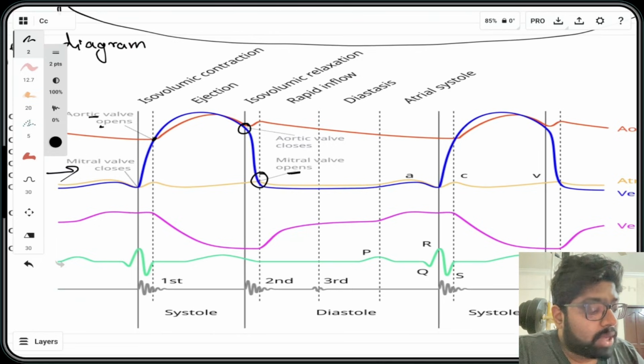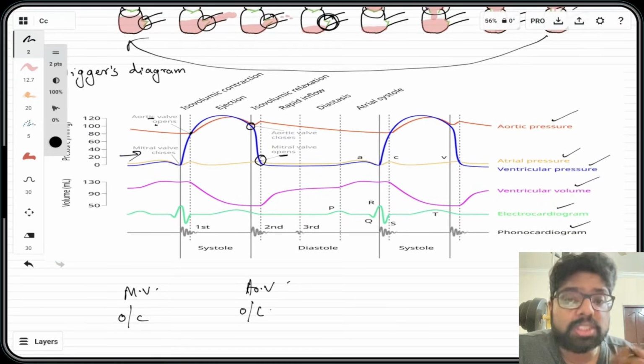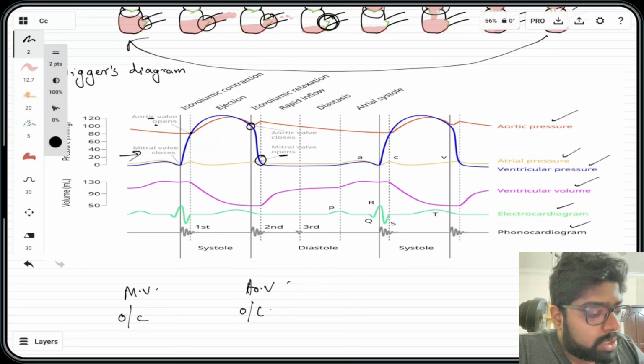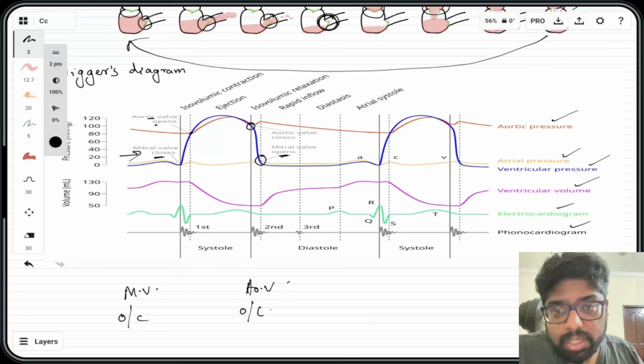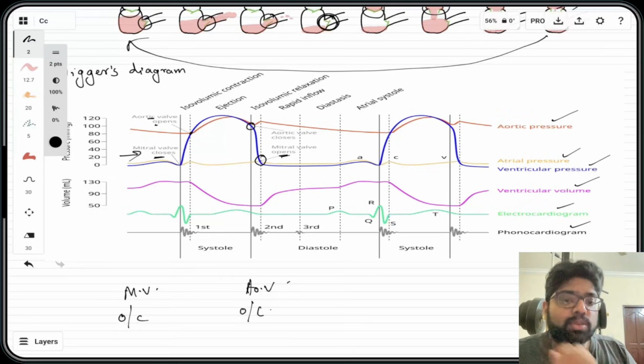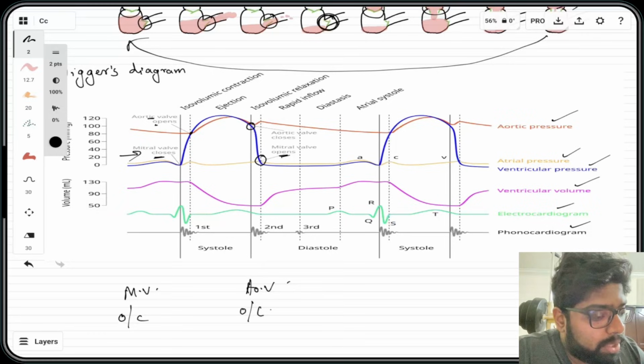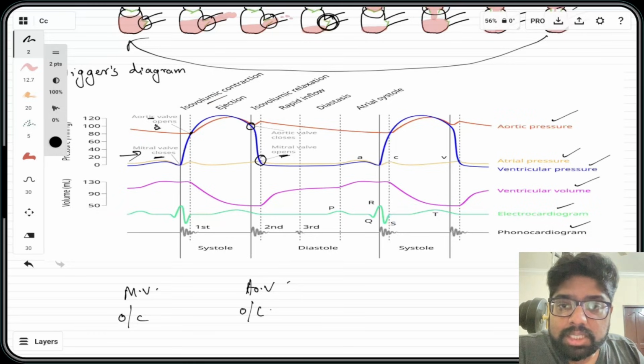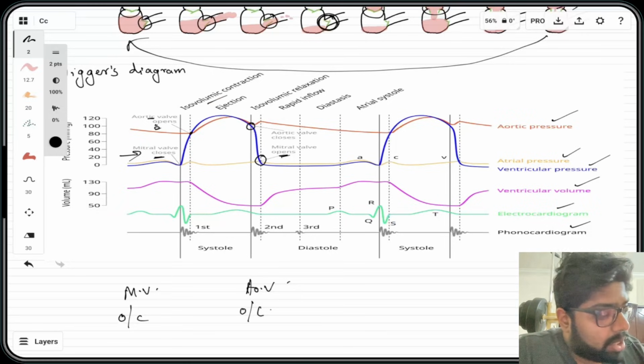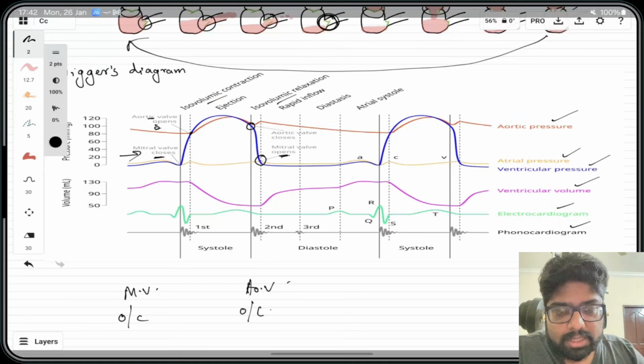So once you get these valvular events out of the way, it becomes much easier. The mitral valve closes at the beginning of isovolumic contraction. It opens at the end of isovolumic relaxation. Aortic valve opening and closing is just the opposite. The aortic valve opens at the end of isovolumic contraction and it closes at the beginning of isovolumic relaxation.